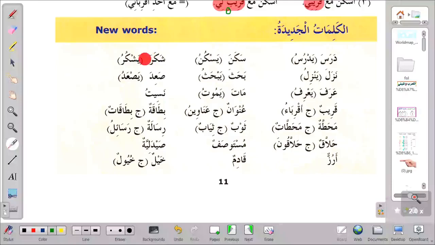Shakara, he thanked. Yashkuru, he is thanking. Sa'ida, he climbed. Yas'adu, he is climbing. Nasitu, I forgot. Nasiya means he forgot. Nasitu, I forgot. Okay. Bitaqatun. What is bitaqatun? Bitaqatun is a card. Bitaqat, cards, the plural. Risalatun is a letter. Rasa'il, letters. Saydaliyyatun is the pharmacy. Khaylun is the horse. Khuyul is the plural.